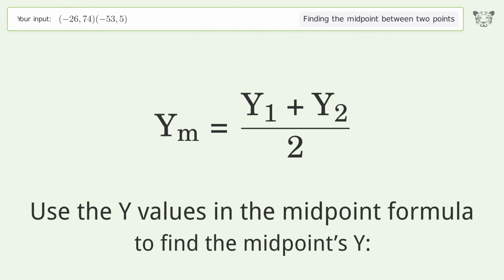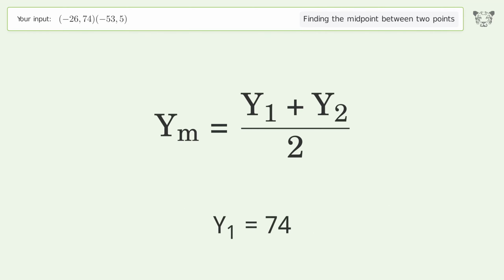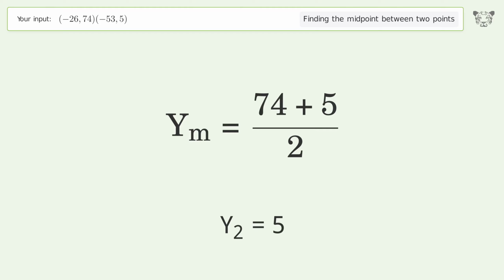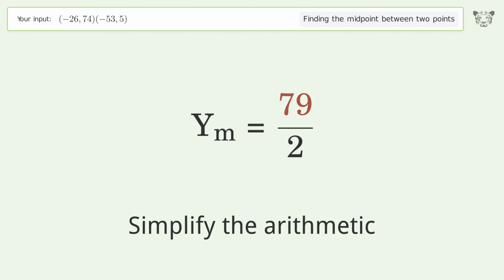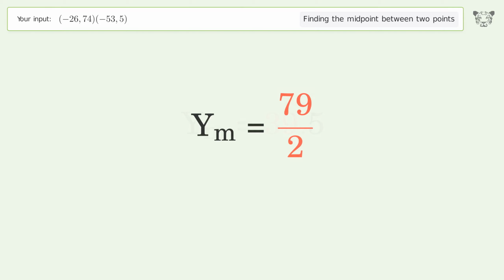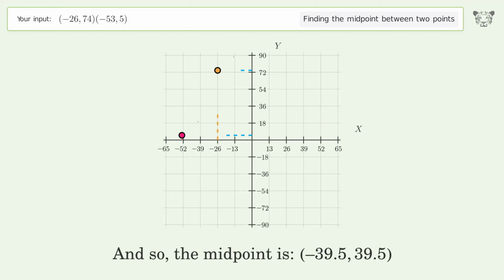Use the y values in the midpoint formula to find the midpoint's y. y1 equals 74. y2 equals 5. Simplify the arithmetic. And so, the midpoint is negative 39.5, 39.5.